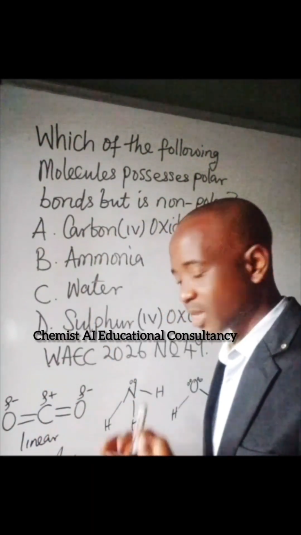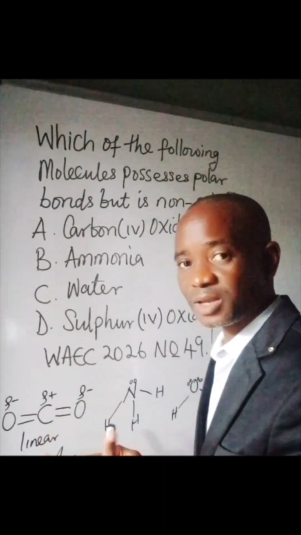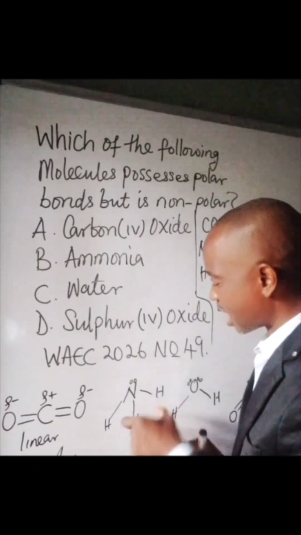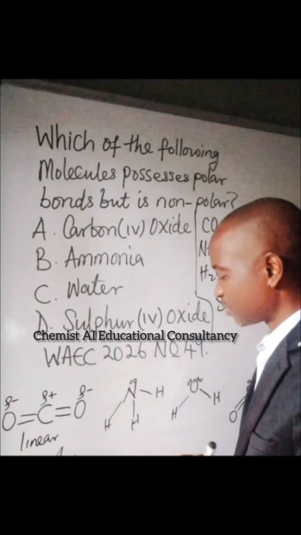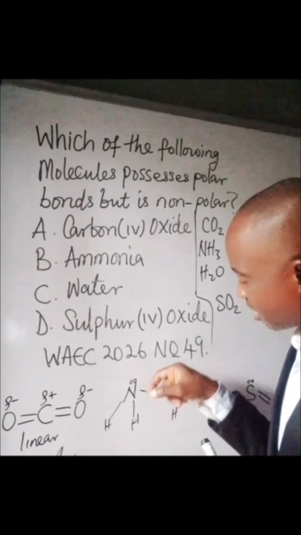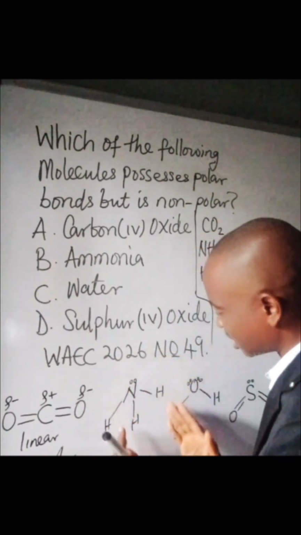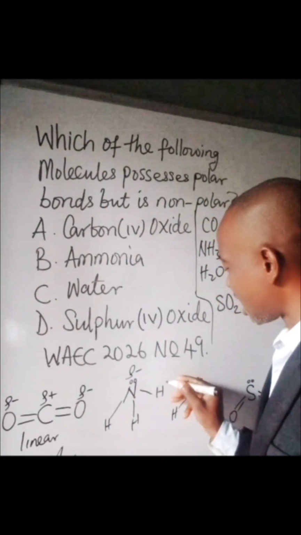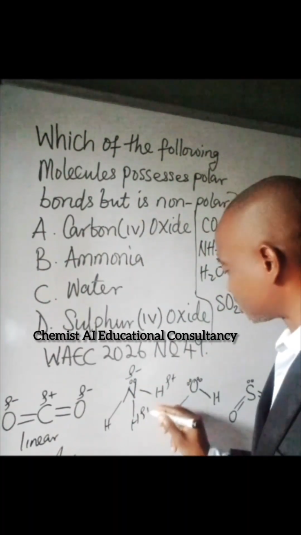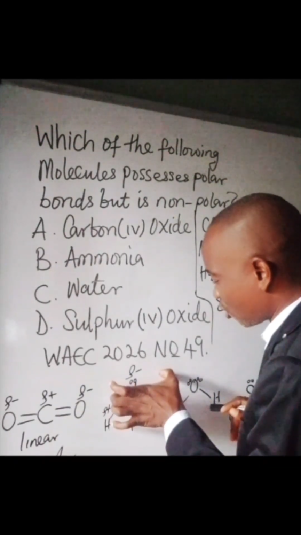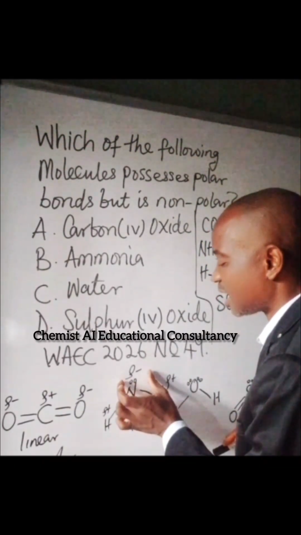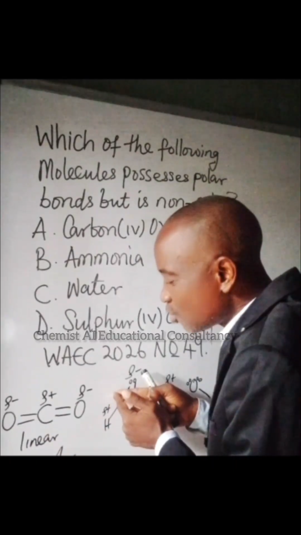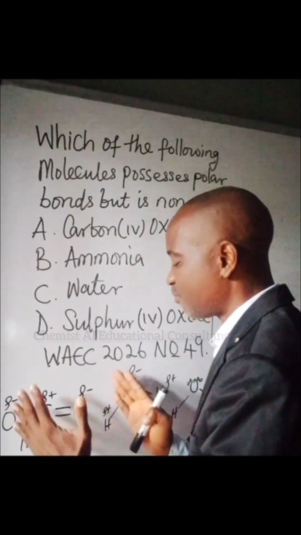So the bonds are polar, but because of the shape of the molecule, the polarity cancels out, and therefore the molecule is non-polar. The shape of ammonia is trigonal pyramidal, and you can see there is a lone pair on nitrogen atom which pushes these bonds closer to themselves, and nitrogen is highly electronegative, so we give it partial negative charge and give these guys partial positive charge. You can now see that the positive charges are almost at one end and the negative charge is at one end, unlike here where this negative charge is exactly opposite of where this negative charge is, and the polarity cancels.